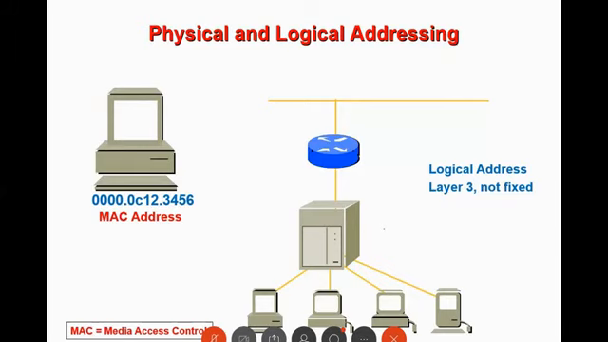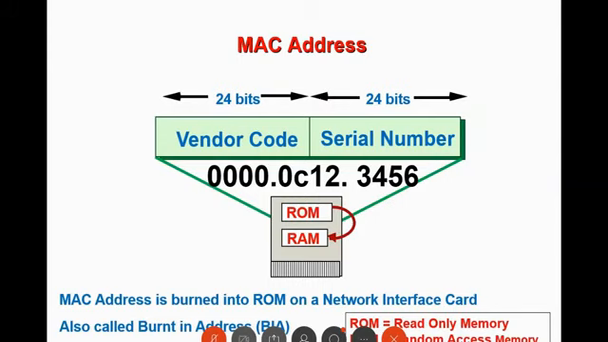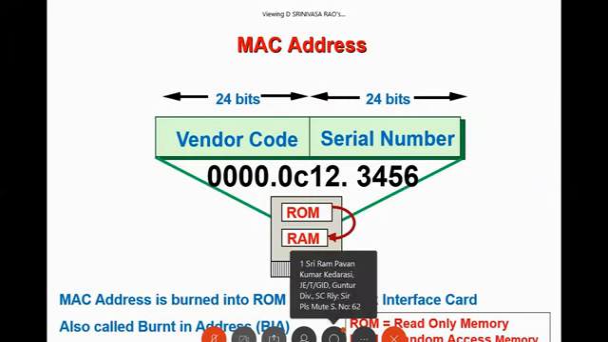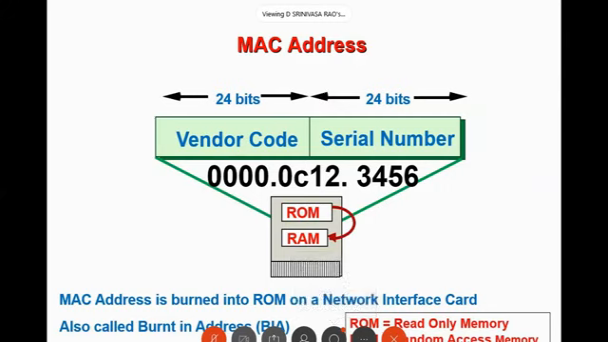Then the MAC address is programmed into the ROM of your network interface card. This is also called burning in, so it is programmed onto your read-only memory. The first 24 bits are the vendor code and the other 24 bits are the serial number. So this is the physical addressing system before we use the internet protocol. It works up to layer 2.